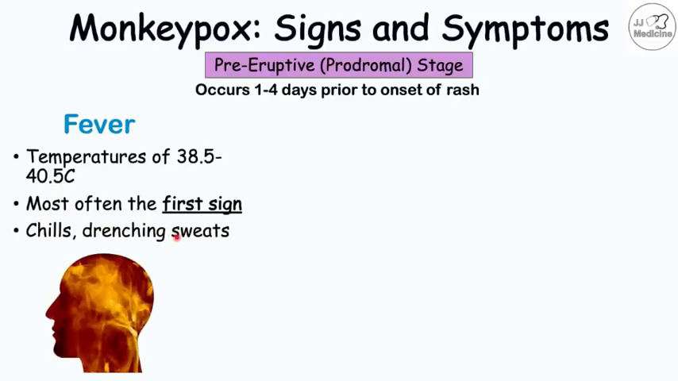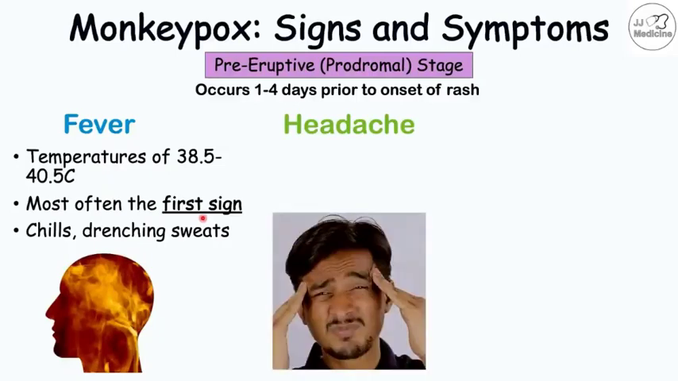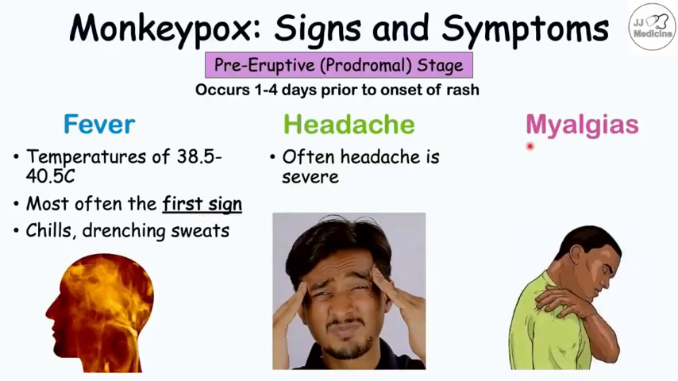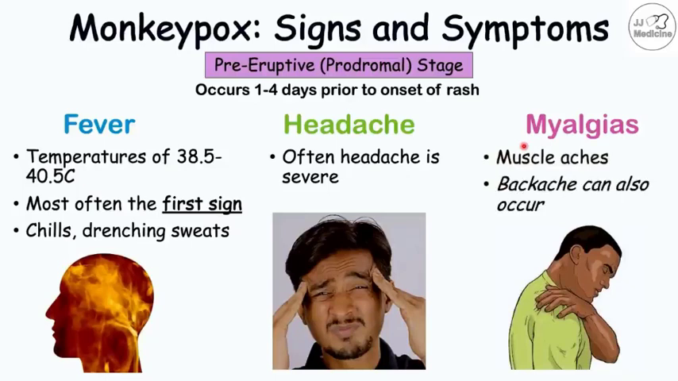So when a patient gets infected with the monkeypox virus, they have that incubation period we talked about before. So the incubation period is the period of time between when they get infected with the virus and then when they start showing signs and symptoms. So once they pass the incubation period, they can experience a fever, which is going to be the most common first sign of monkeypox. Another common finding in monkeypox during the pre-eruptive or prodromal stage is a headache, and this can often be a very severe headache in patients. Patients can also experience myalgias. Myalgias are muscle aches, and along with these muscle aches, back aches can also occur.